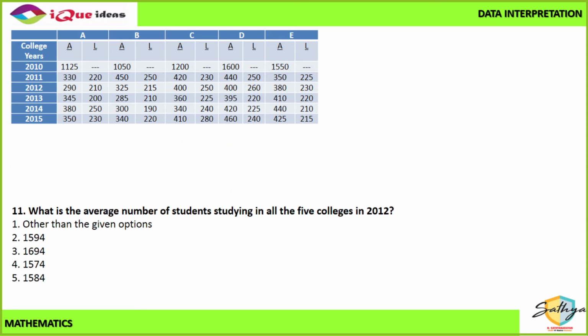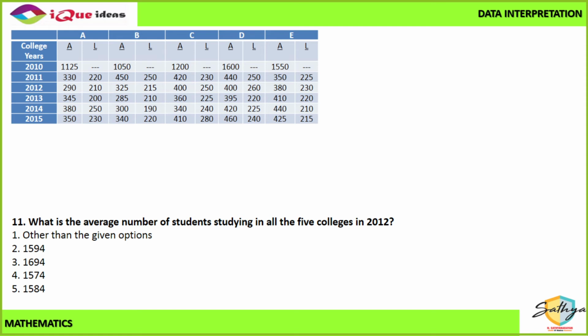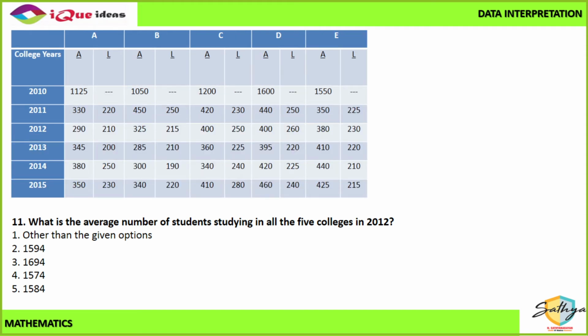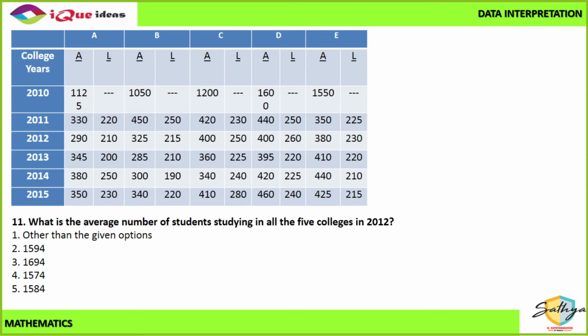I'm going to increase the size of the table so that you can read it properly. Hope now it is legible. So in 2012, the average number of students studying in all 5 colleges.